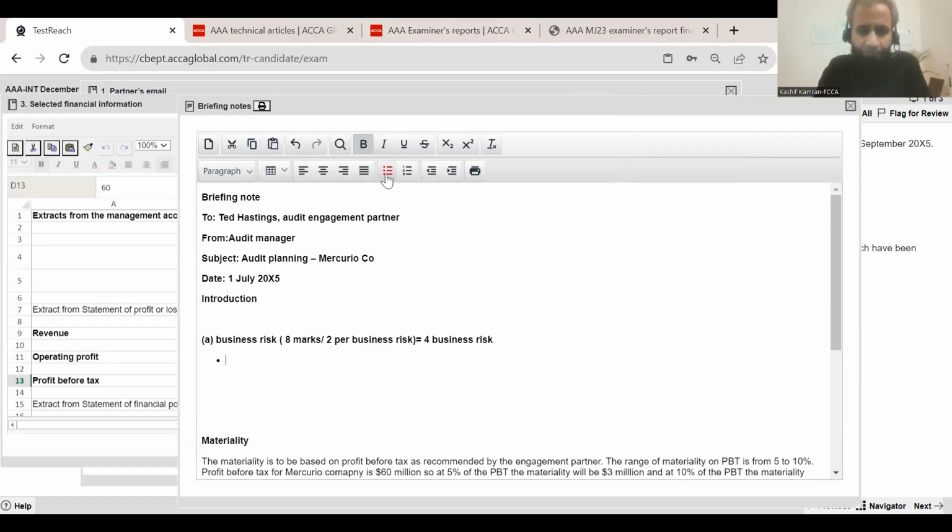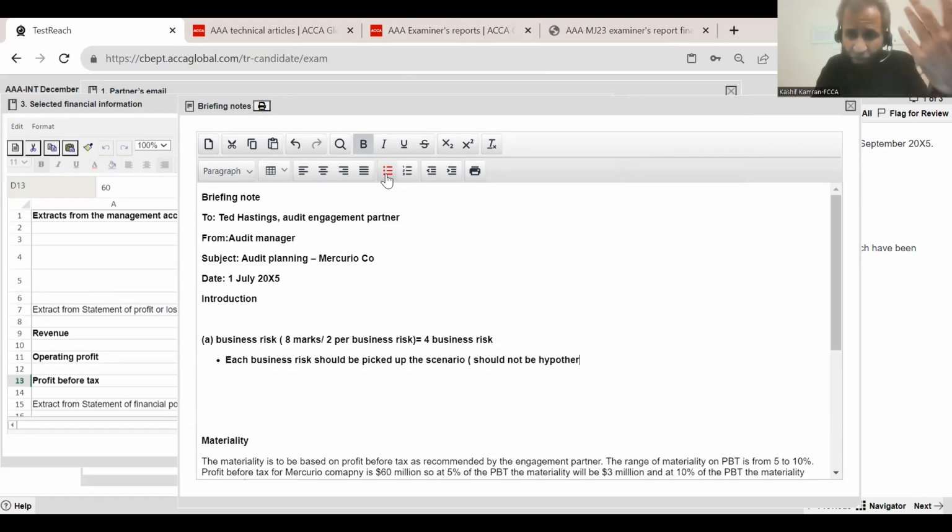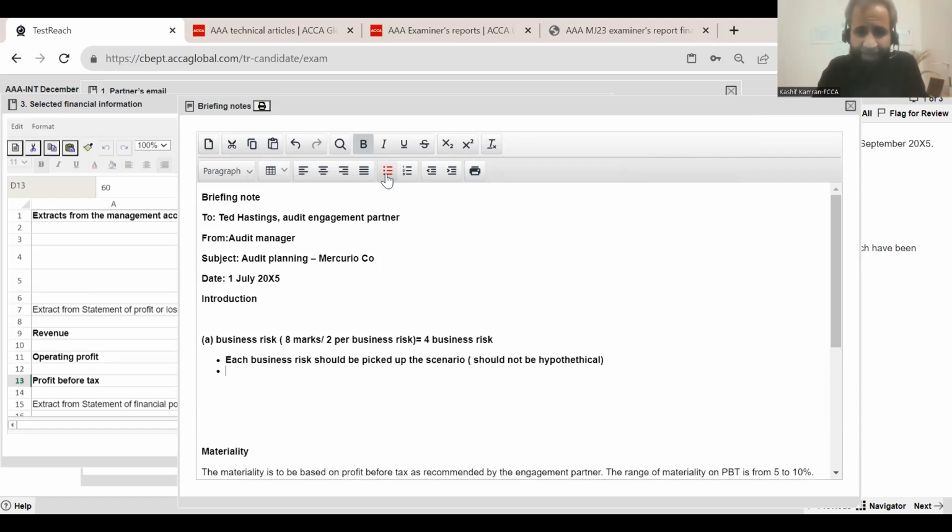Number 1, each business risk should be picked up from the scenario. It should not be hypothetical. Hypothetical means your own imagination. You should pick something from the case, right? It should not be hypothetical, that is, you're assuming something. So each business risk should be picked up from the scenario.